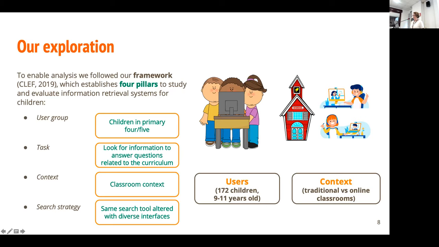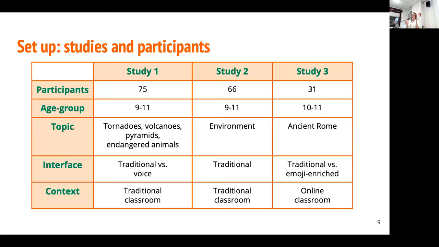So in total, we had 172 children from 9 to 11, this, I told you, the ideal age group. And the context was a traditional classroom as long as it lasted. And then for the last year, we had to go online because of the COVID emergency. But we had some interesting findings there too. So what we did was very ecological in a way. We reused data from three studies.